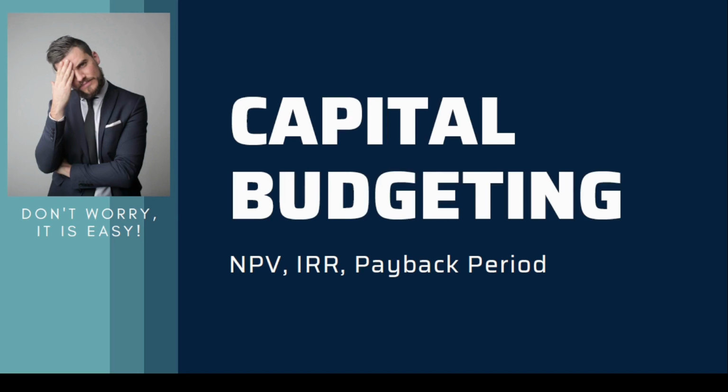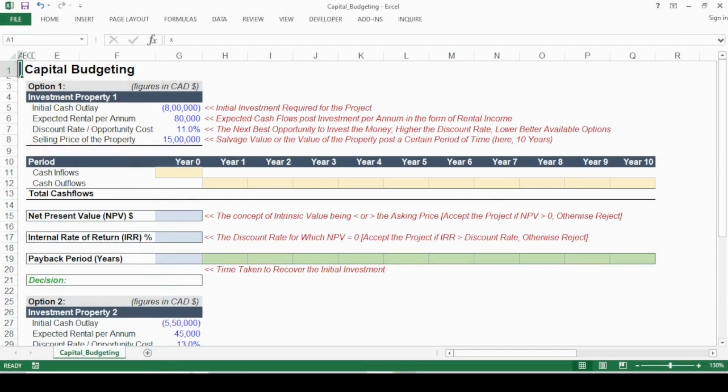Now, in order to substantiate the capital budgeting and the metrics that are used in capital budgeting, I will proceed to the Excel that I've prepared. So this is the Excel that I've prepared for this video, and as you can see, we have two options here. The first is investment property 1 and the second one is investment property 2. So let's say a manager of a company is trying to evaluate these two options.